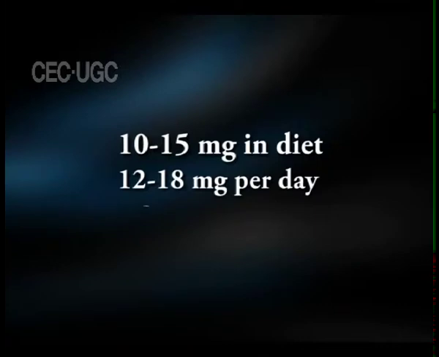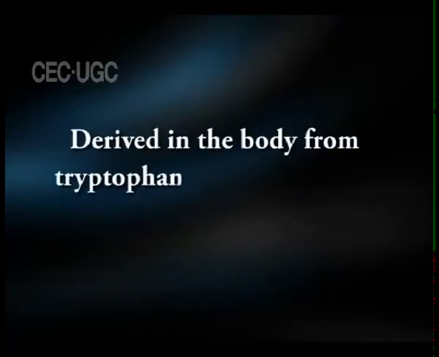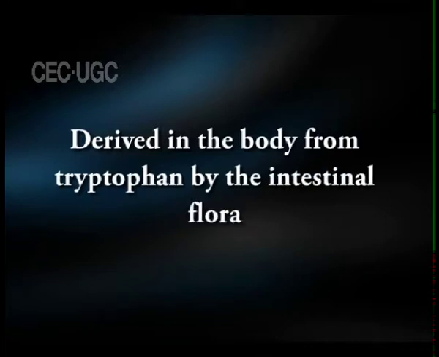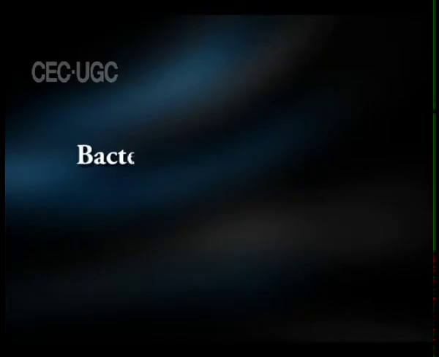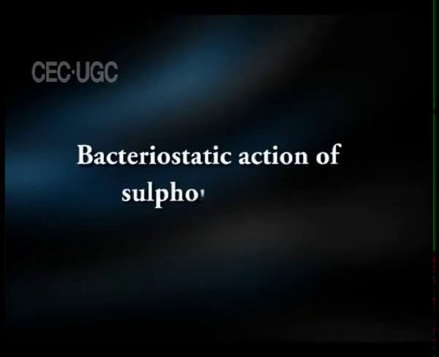The daily intake of this vitamin in children should be about 10 to 15 mg in diet. Normal adults require about 12 to 18 mg per day, while females need 15 to 20 mg. In addition to dietary intake, nicotinic acid may be derived in the body from tryptophan by the intestinal flora. The synthesis is inhibited by the bacteriostatic action of sulfonamides.